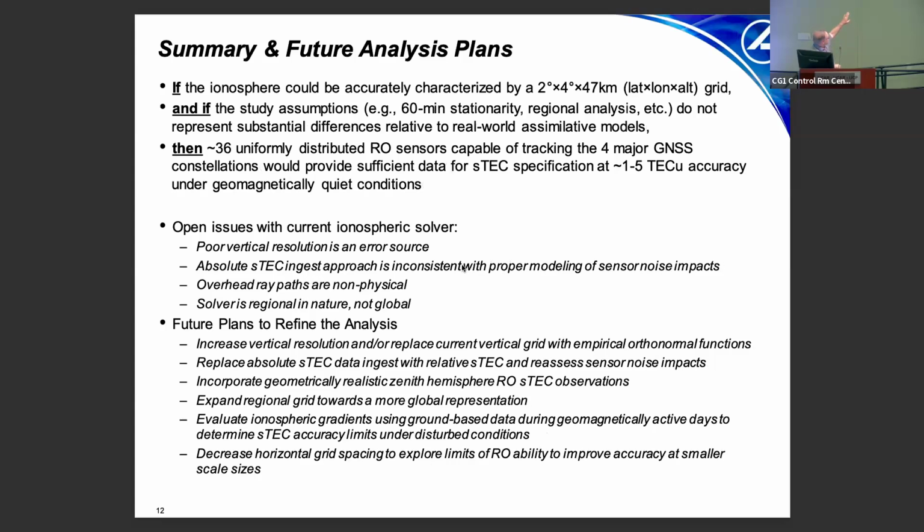Okay. So there's a variety of open issues. Obviously, we have some assumptions. We have this poor vertical resolution. We need to fix that. We're currently using an absolute TEC approach in our inversion algorithm. We need to go to relative because that will be better, more consistent with propagation of sensor noise. We've got to get rid of the overhead ray paths that are non-physical and replace them with realistic paths. And then we need to expand the region of our solver a bit more. Maybe we don't have to go global, but we want to go more global than we are. So we have plans to do all that kind of work, and we're in the middle of doing that.